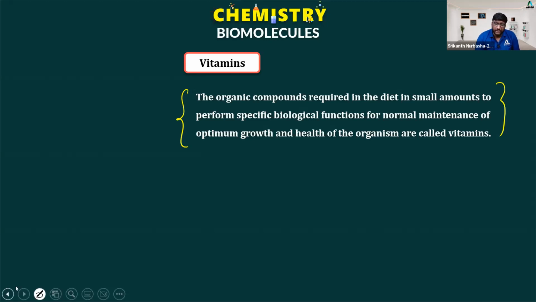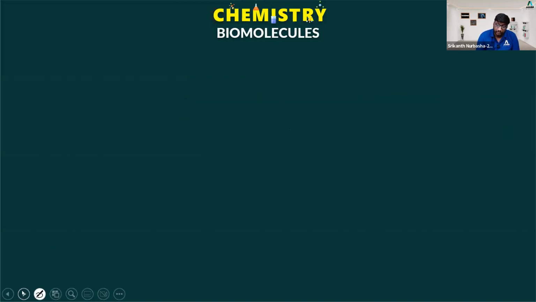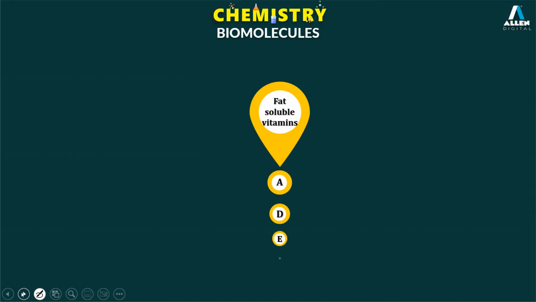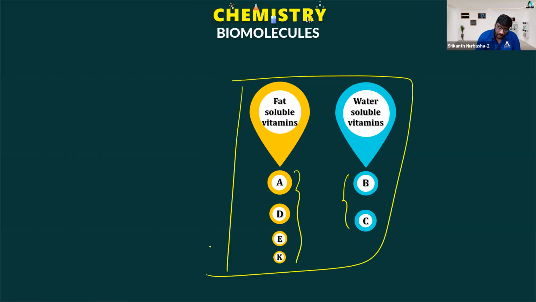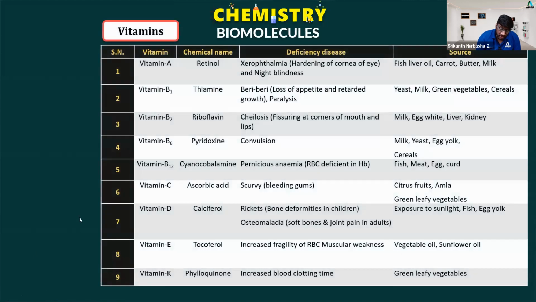There are different categories of vitamins, like water soluble vitamins and fat soluble vitamins. What are water soluble vitamins? Vitamin B and C. And fat soluble are A, D, E, K. Vitamin B and C are water soluble, and vitamins A, D, E, K are fat soluble. You have to remember the names of all the respective vitamins, as well as their deficiency diseases and their sources. We'll give a table to you. You try to remember this with your own idea.